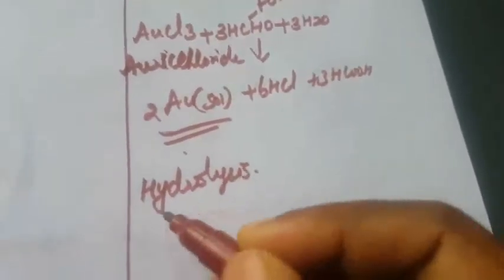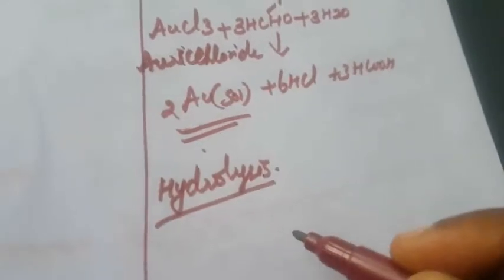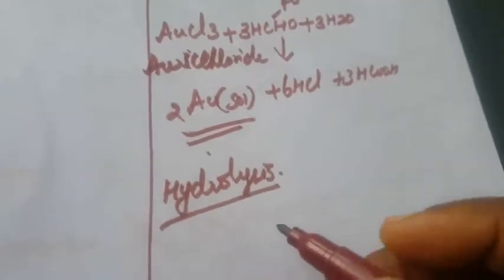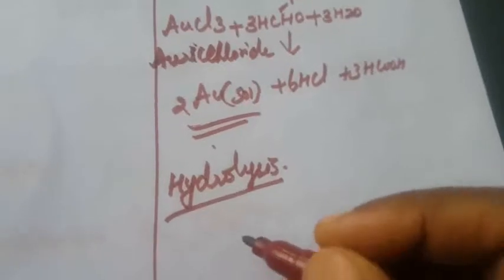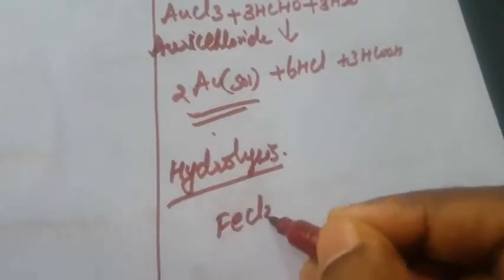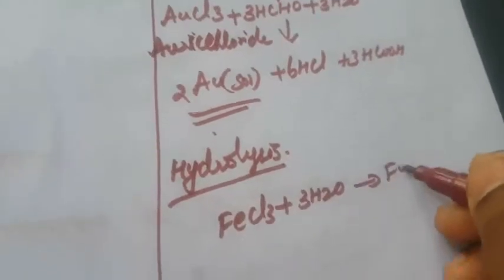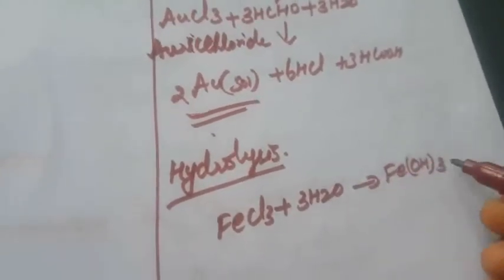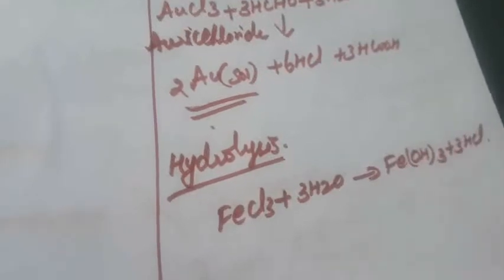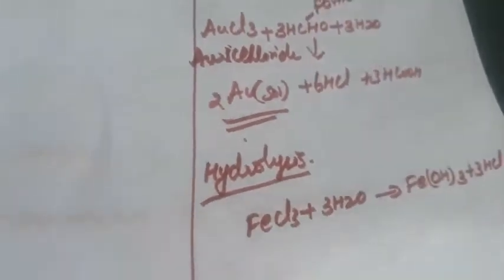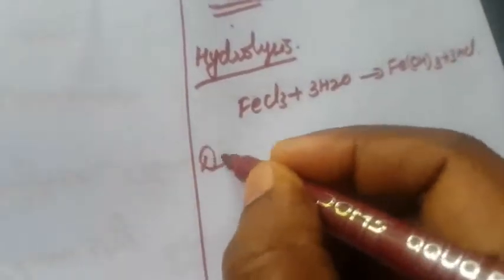How is a sol prepared by the hydrolysis method? Sols of hydroxides of metals like chromium or aluminium can be produced by this method. When ferric chloride reacts with water molecules, it is converted into ferric hydroxide and forms hydrochloric acid. So this is called the hydrolysis method. The next one is double decomposition.